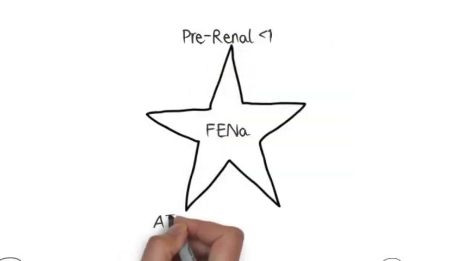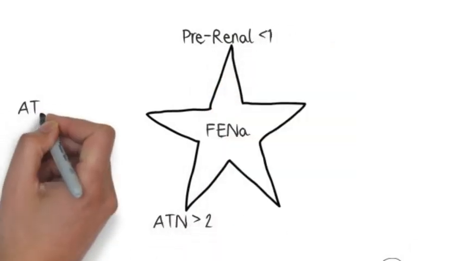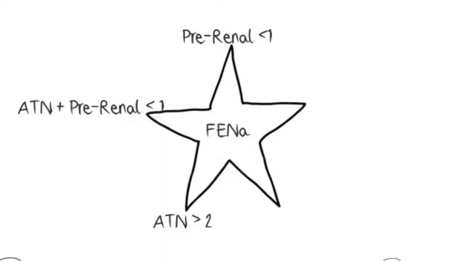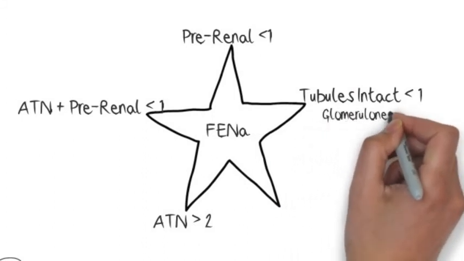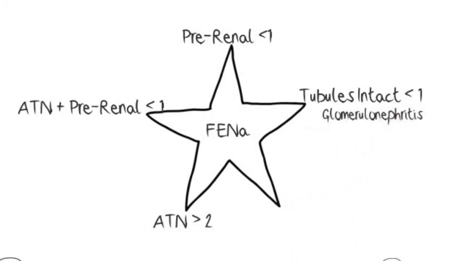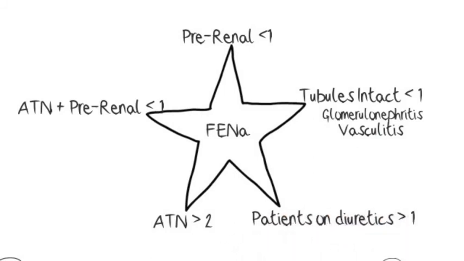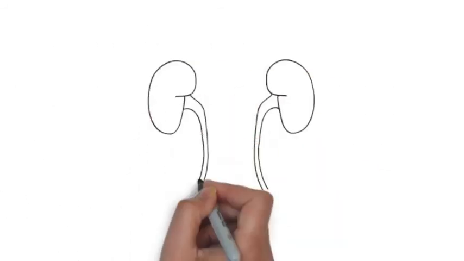This part we know. This we know too. In conditions like cirrhosis and heart failure, it might be less than 1. In conditions where tubules are intact, like glomerulonephritis and vasculitis, it is less than 1. In this case, it should be done after the diuretic effect is gone. So both FeNa and urine sodium should be used judiciously.